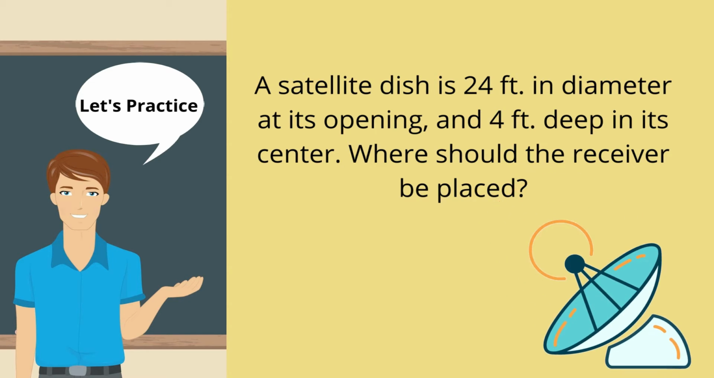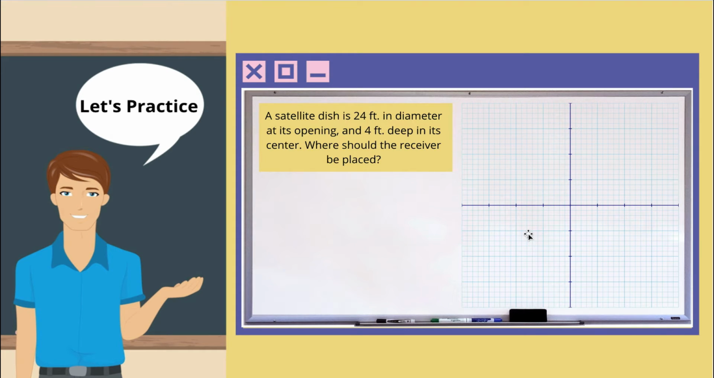Where should the receiver be placed? In this problem, a satellite dish has a parabolic surface. If you look at it from the top view, you'll see a circle with a diameter of 24 feet, meaning that is how wide the opening of our parabola is. On its side view, we'll see that its depth is 4 feet.